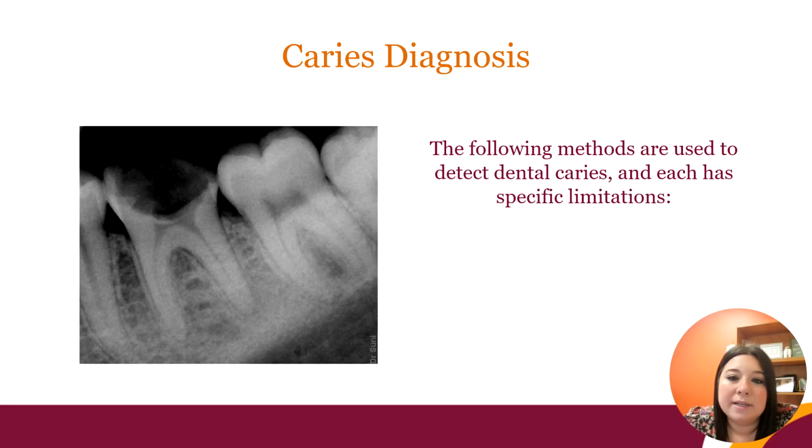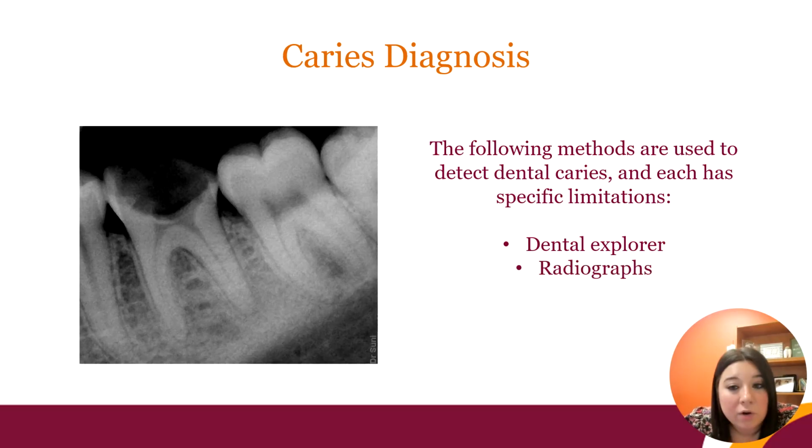Caries diagnosis. So the following methods are used to detect dental caries, and each has specific limitations. So the dental explorer, obviously we're just using that to manually check for stickiness in a tooth, and if that stickiness is there, or like the softness inside of a tooth, we know that there's a cavity present. Radiographs are huge, as you can see in the picture here. Obviously, we probably would have clinically seen this area of decay on a patient, but sometimes you can see areas of decay, and the radiograph is the only way that we're able to see them, especially if they're interproximal.